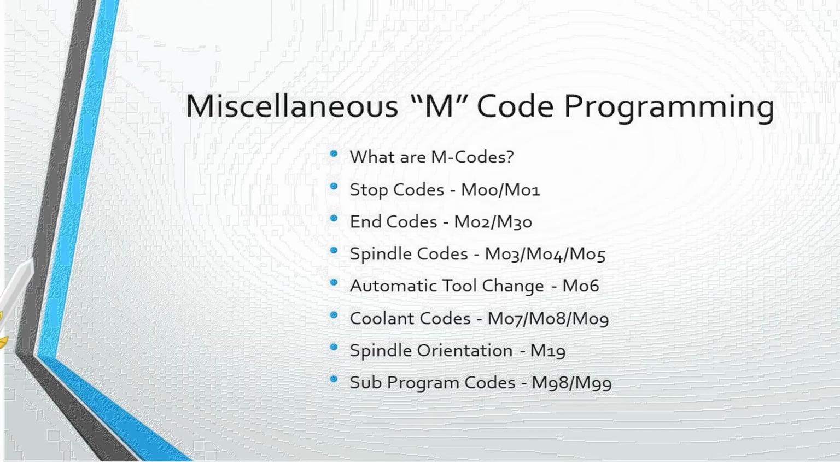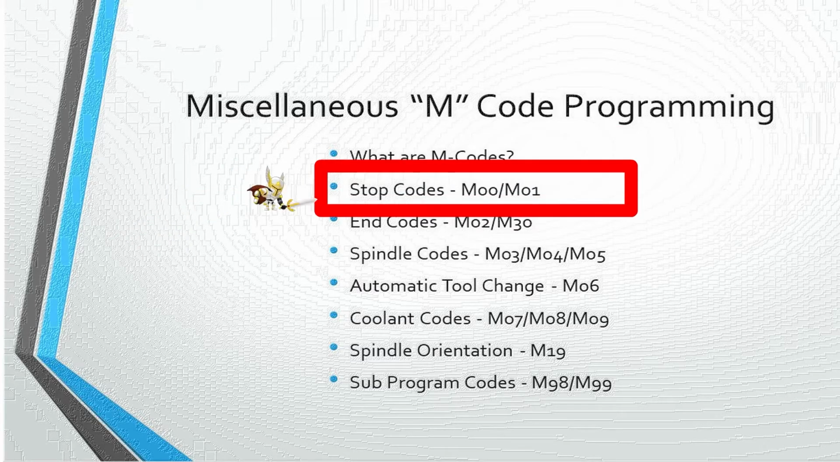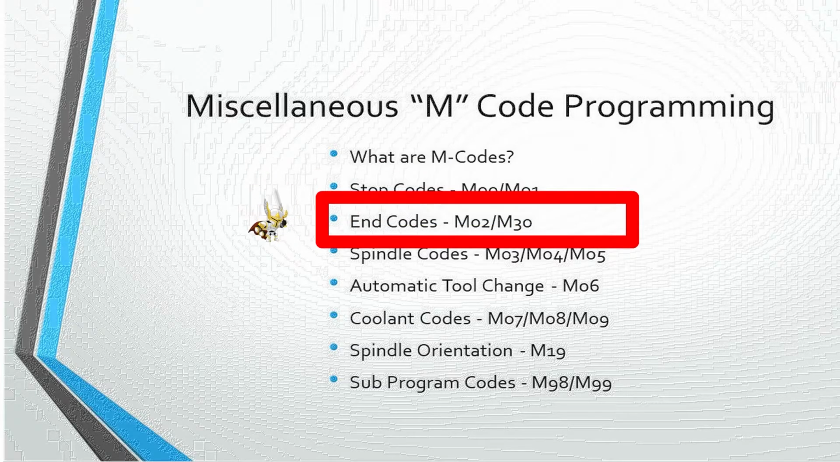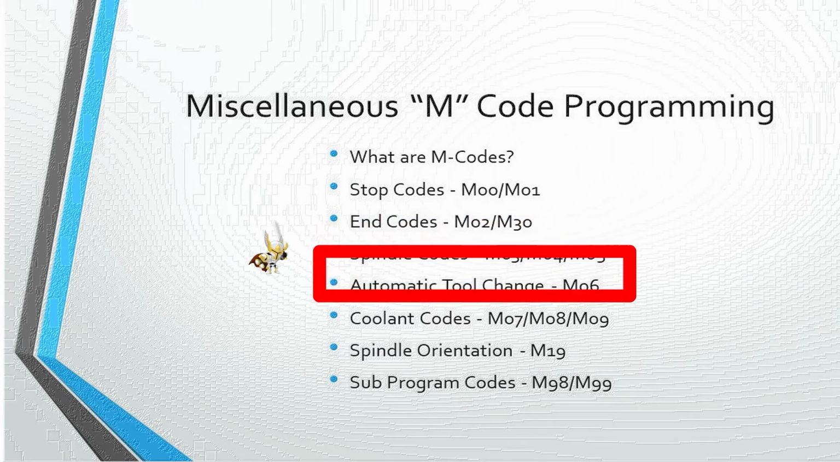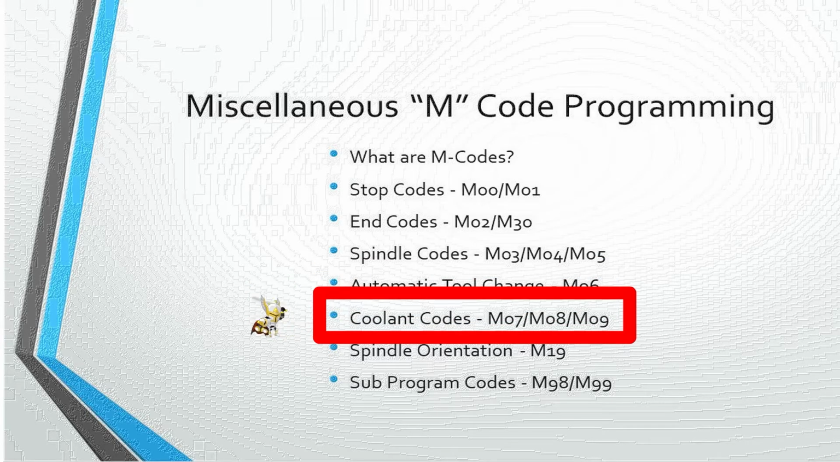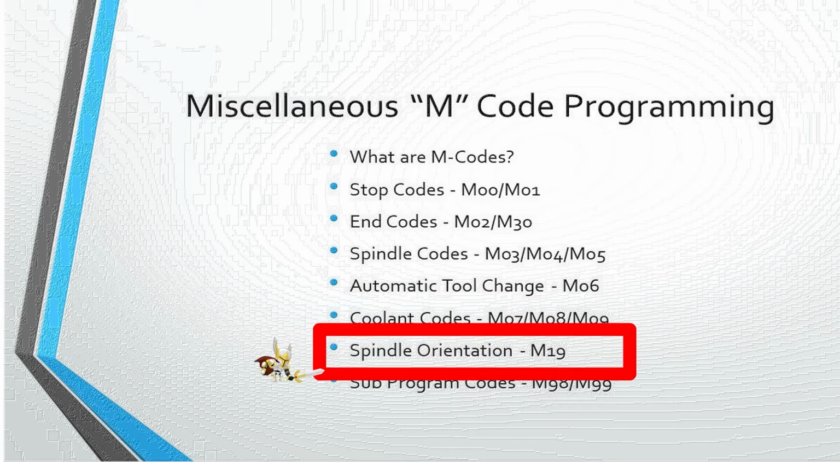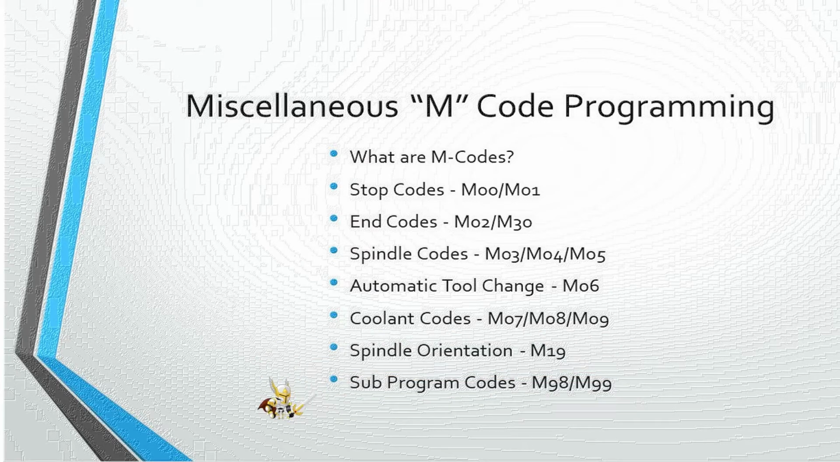Over the course of this episode, we're going to be talking about several different M-codes, and they'll be timestamped down below so you can jump right to them. So first of all, what are M-codes? Second, stop codes M00, M01, end codes M02 and M30, spindle codes M03, M04, and M05, automatic tool change M06, coolant codes M07, M08, and M09, spindle orientation M19, and subprogram codes M98 and M99.